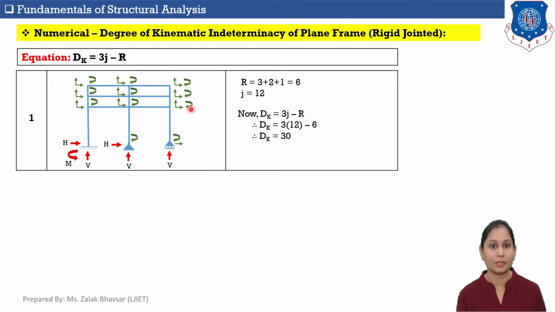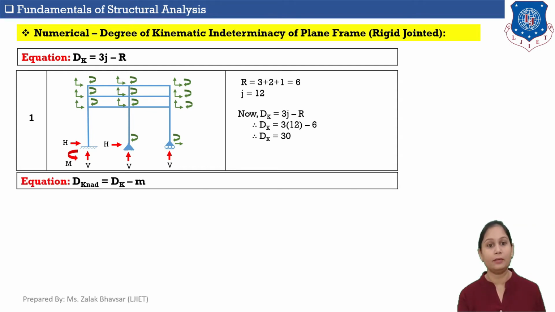So total number of possible displacements of this given plane frame due to internal joints will be 9 times 3, which is equal to 27, plus 2 displacements for the roller support, it means 29, plus 1 displacement for the hinge support. So total number of possible displacements for this given plane frame will be 30. And it is equal to the answer we get from using the equation. So we can say that our answer is correct.